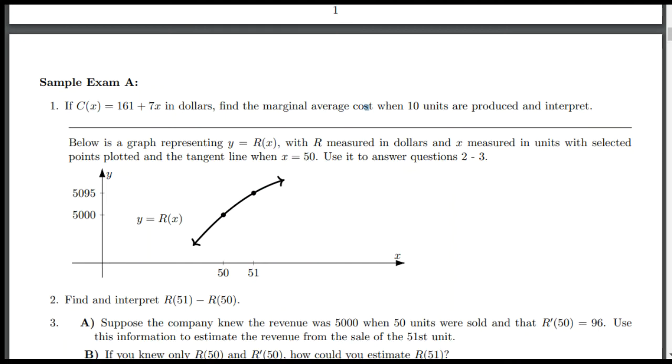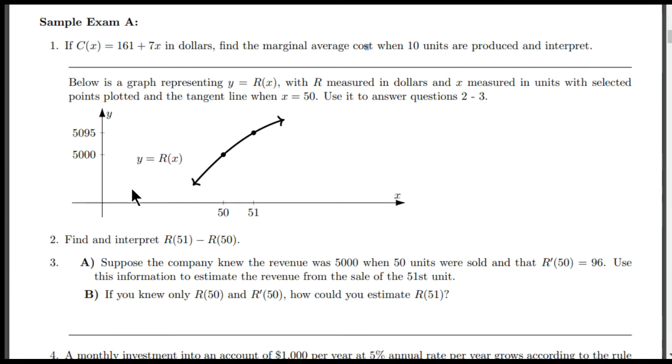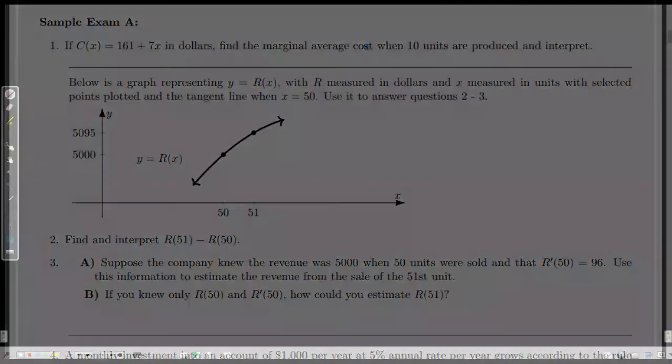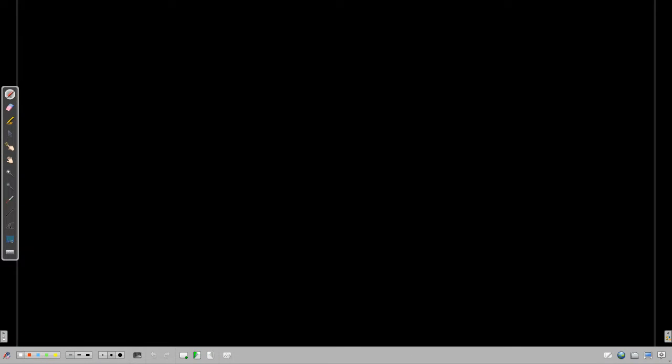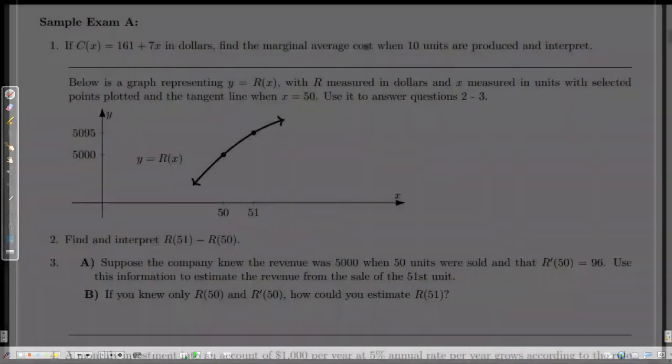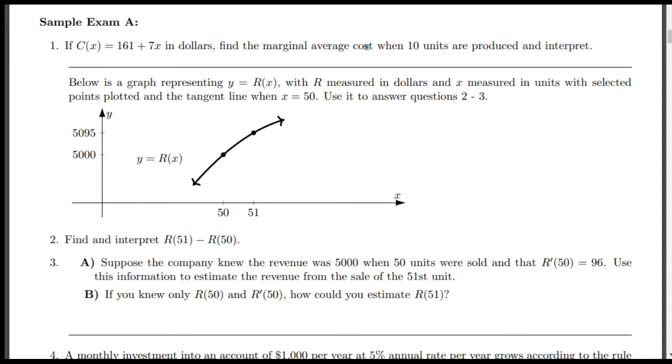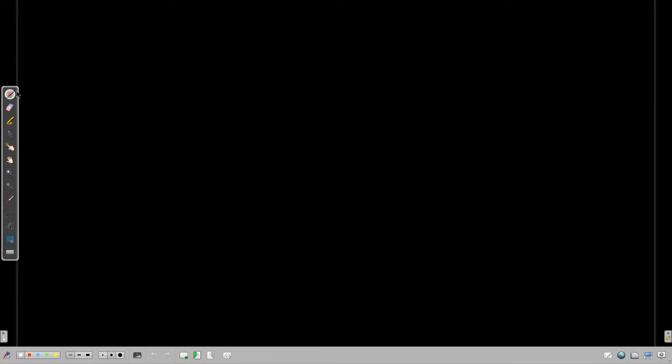All right, so here is the exam review, and I'm going to work some problems like what you might find on your exam. Take for example this, let's just do problem 1 right here. Find the marginal average cost and evaluate it at some number.